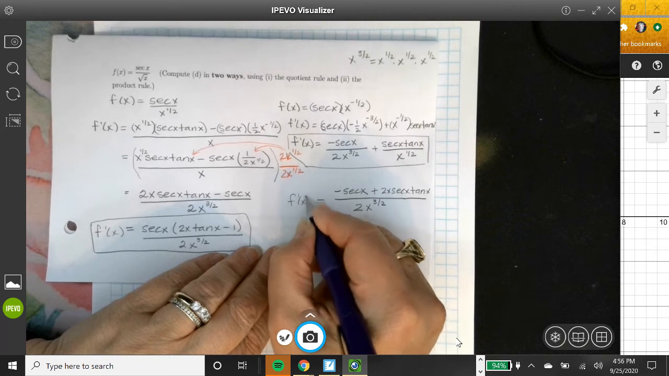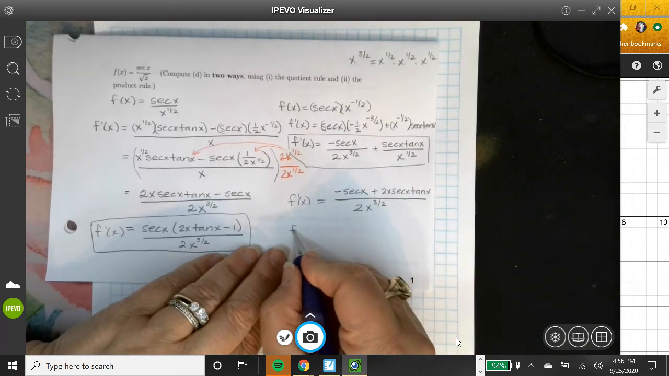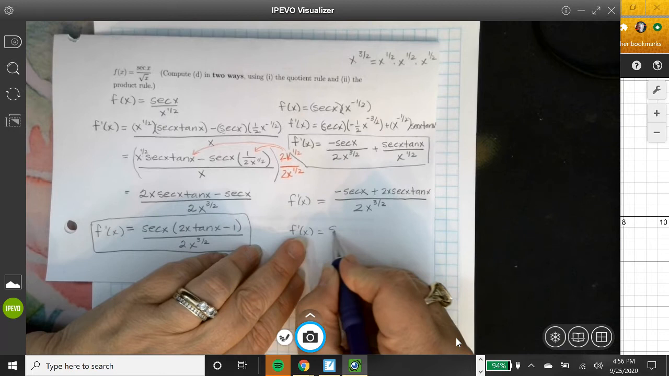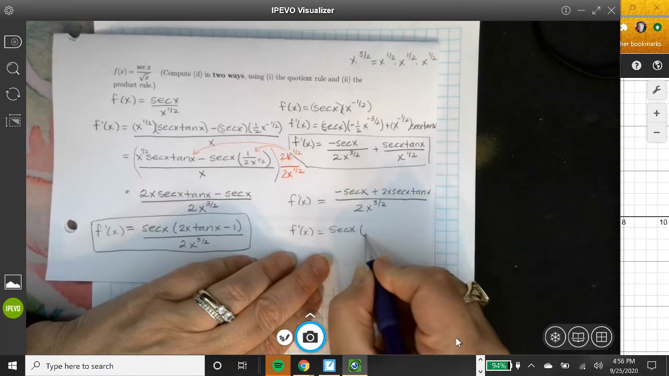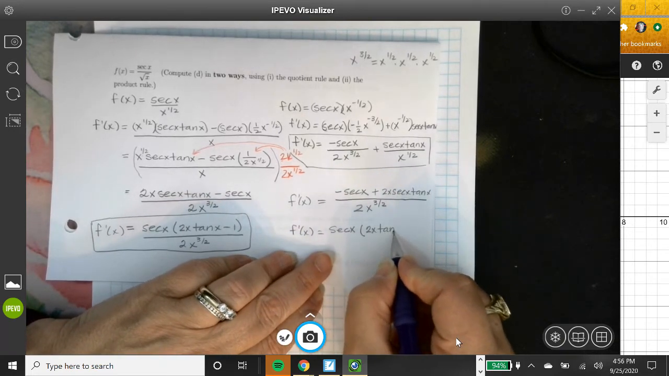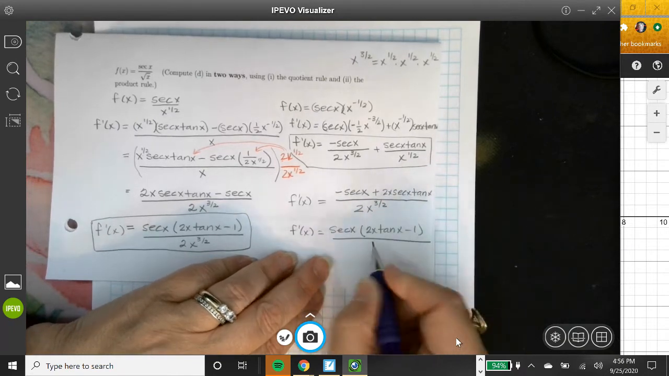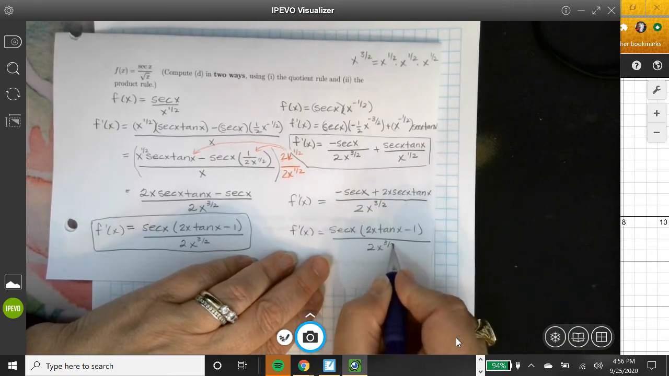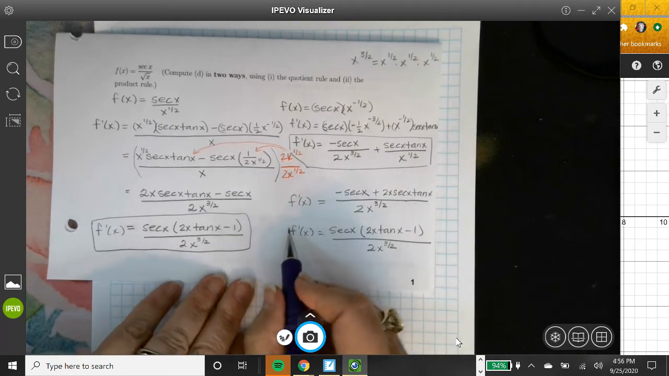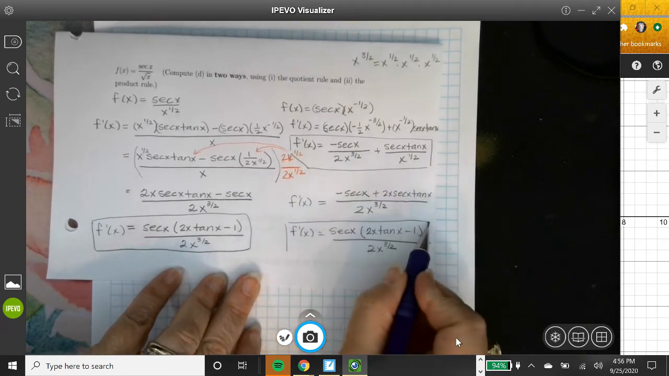And you'll see, if I were to factor out a secant x again, in the numerator, I get 2x tan x minus 1, which looks remarkably familiar. It is incredibly equal to the one that I have right here.